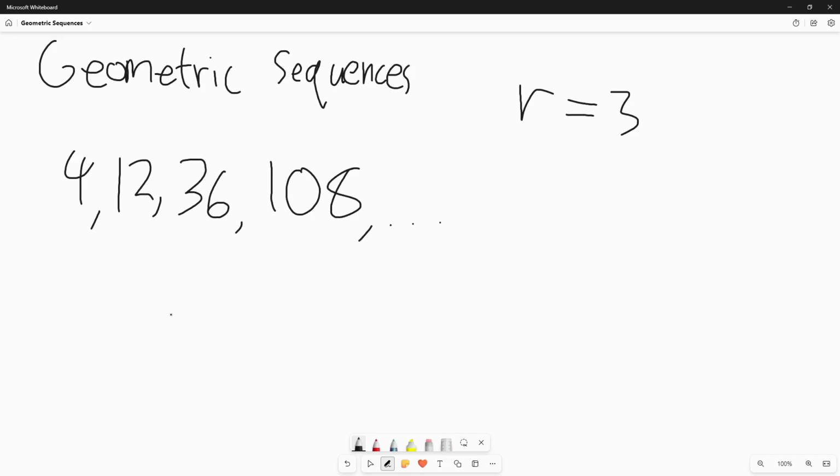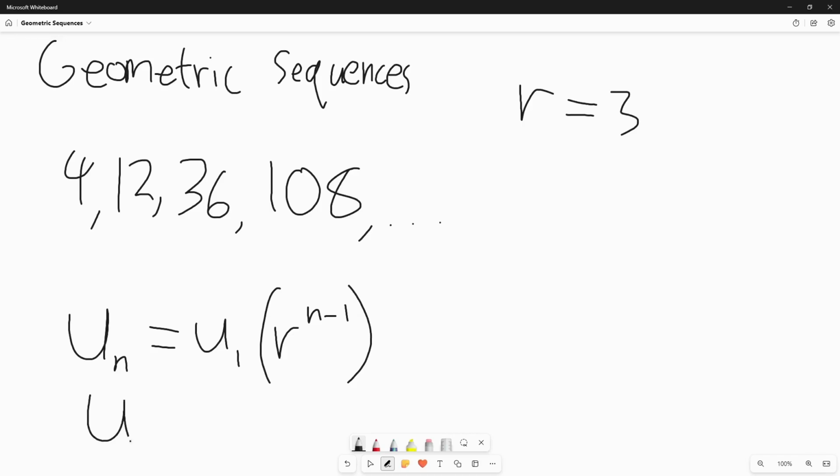Now the general term formula for geometric sequences is like this: un equals u1 multiplied by r to the power of n minus 1. If you've watched our arithmetic sequences video, you already know what n means. n is the position of the number that you're looking for. For example, u1 equals 4 because you're looking at the number in the first position in the sequence.